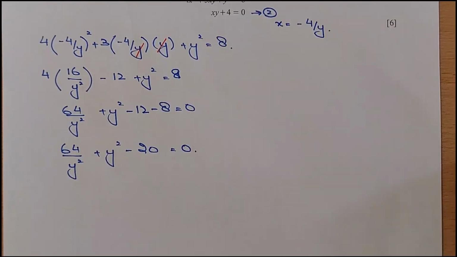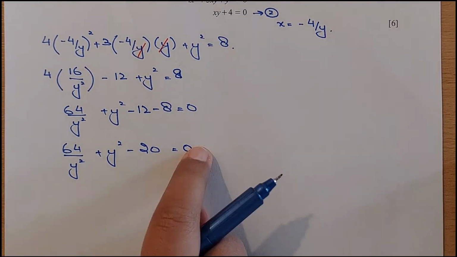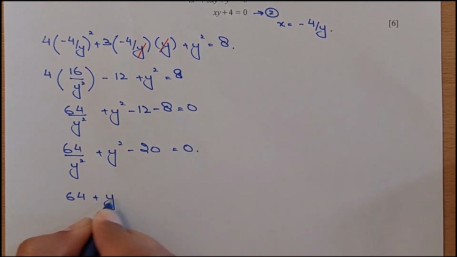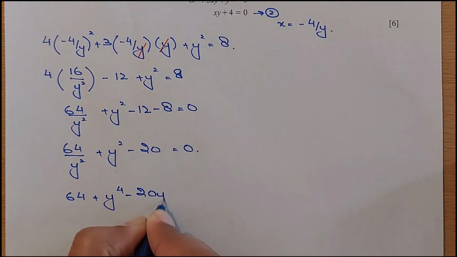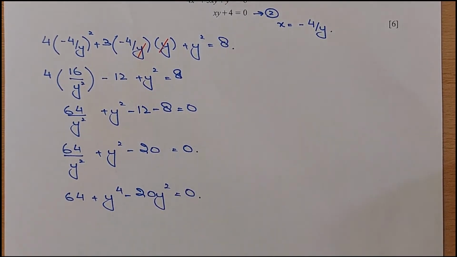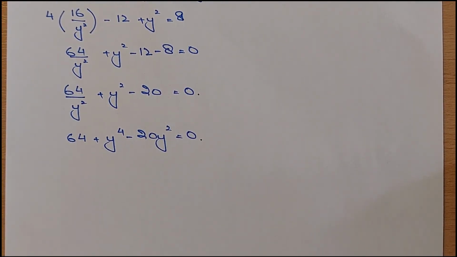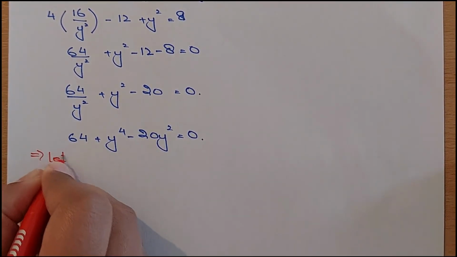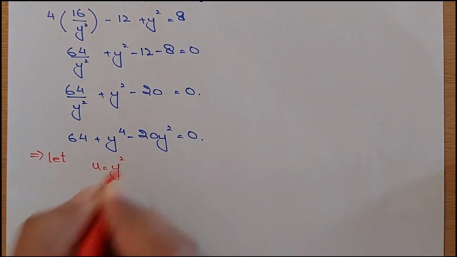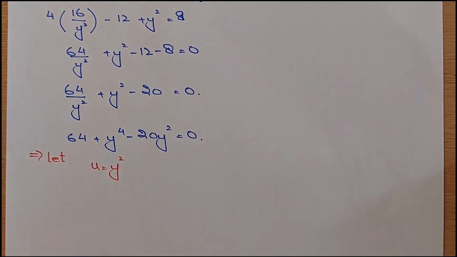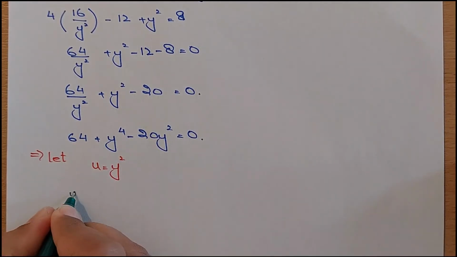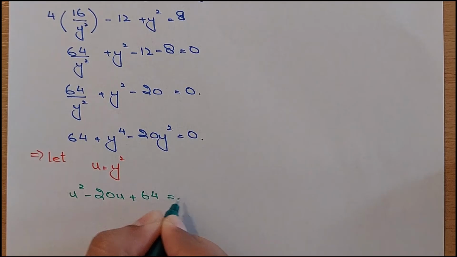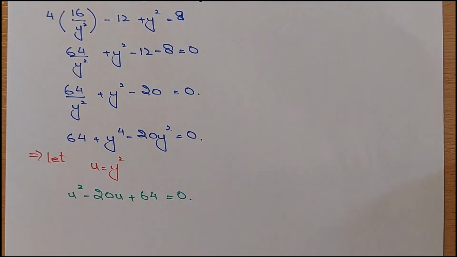Now let me take y squared as an LCM, and multiplying over here, that would be 0. So we have 64 plus y to the power 4 minus 20 y squared equals 0, right? This looks like a quadratic equation. So let u equal y squared; we suppose the variable u as y squared. So this is going to be u squared minus 20u plus 64 equals 0. Now this is a quadratic equation in u.